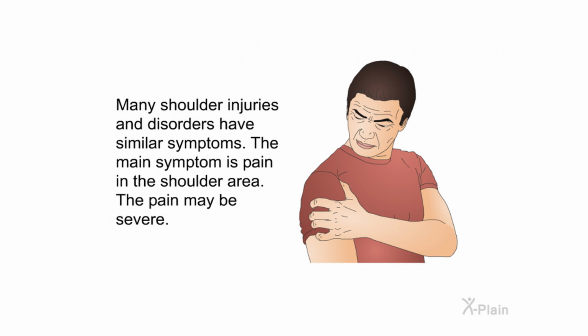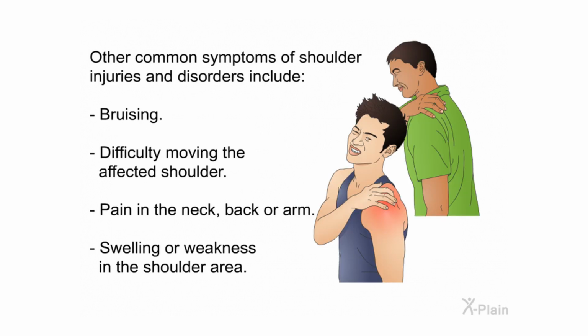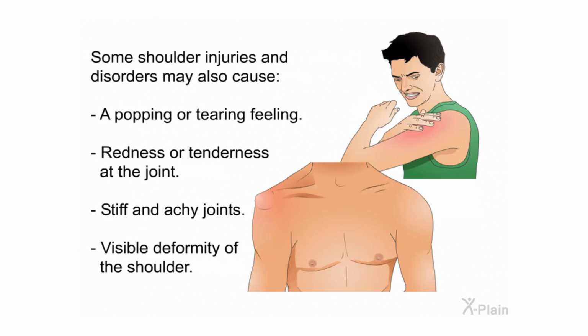Many shoulder injuries and disorders have similar symptoms. The main symptom is pain in the shoulder area. The pain may be severe. Other common symptoms of shoulder injuries and disorders include bruising, difficulty moving the affected shoulder, pain in the neck, back, or arm, swelling or weakness in the shoulder area. Some shoulder injuries and disorders may also cause a popping or tearing feeling, redness or tenderness at the joint, stiff and achy joints, visible deformity of the shoulder.